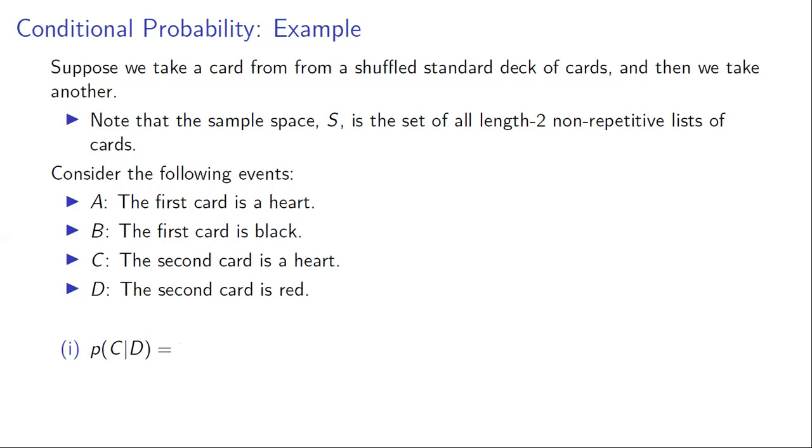All right. What's the probability of C given D? So if I know the second card is red, what's the probability it was a heart? That's not 100% certain, right? Just because the second card is red doesn't mean it's a heart. It might be a diamond.